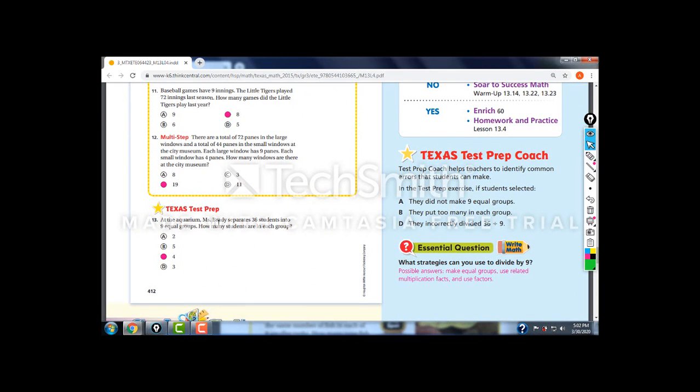At the aquarium, Miss Brady separates 36 students into 9 equal groups. How many students are in each group? So 36 divided by 9. In fact, that's a large group. That's a lot. Miss Brady has a very tough job.